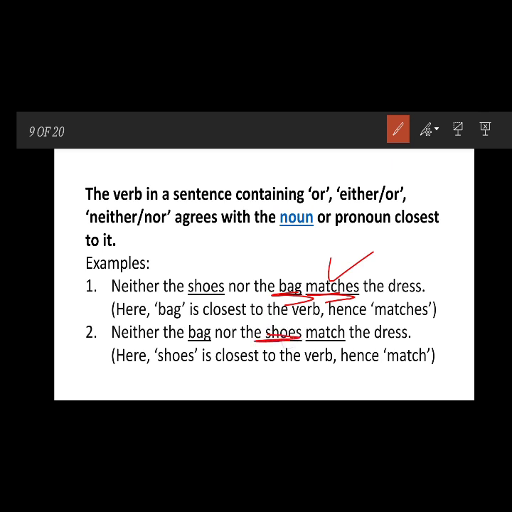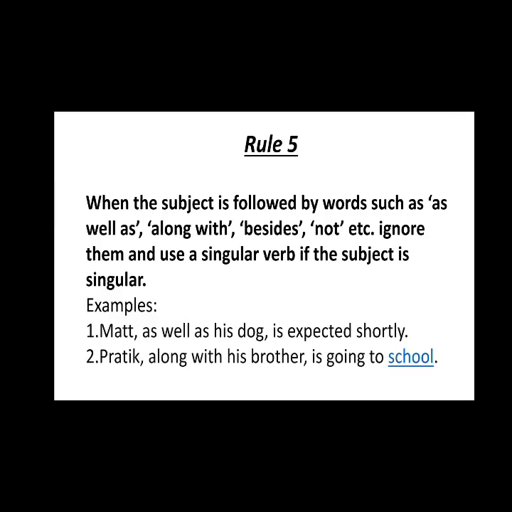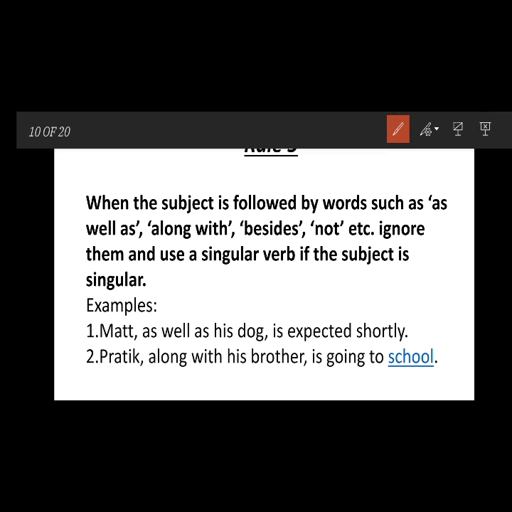So, and the shoes is a plural. So that's why we will use a plural verb. Rule 5. When the subject is followed by words such as well as, along with, beside, not, etc., ignore them. Use a singular verb if the subject is singular. Like here you can see, Matt as well as his dog is expected shortly.